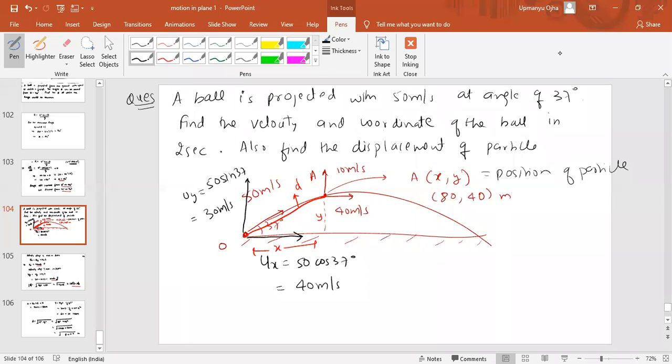Displacement is what? Change in position. So displacement would be equal to how much? This is the displacement from O to A. If you draw a straight line joining O to A, that is the displacement. If you look, this becomes a triangle here. So the displacement will be the square root of y square plus x square.